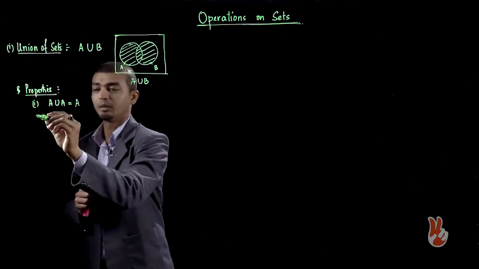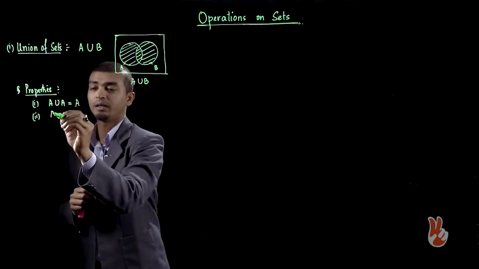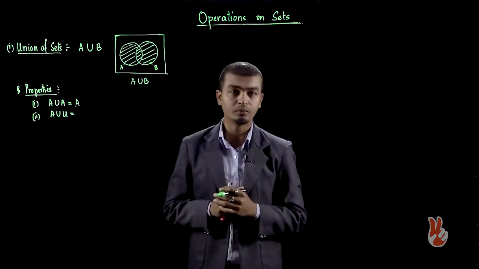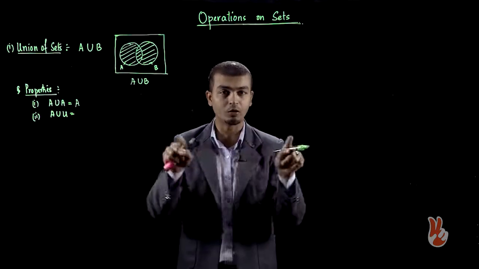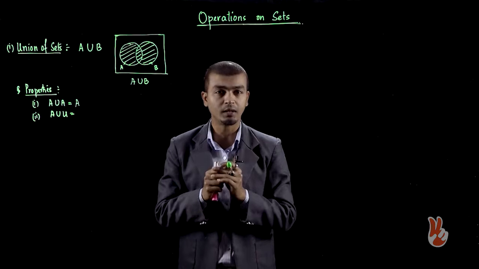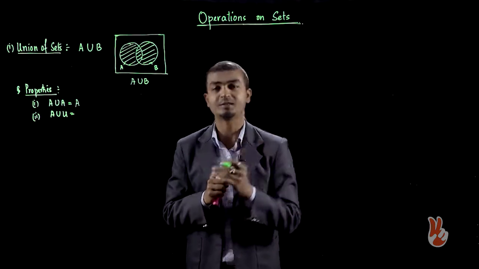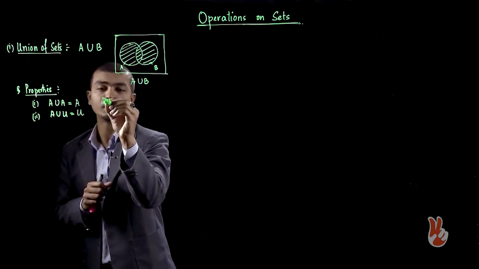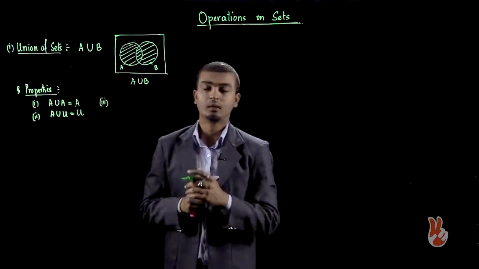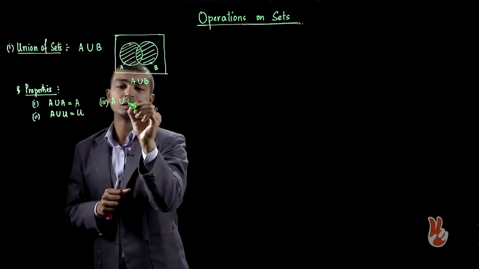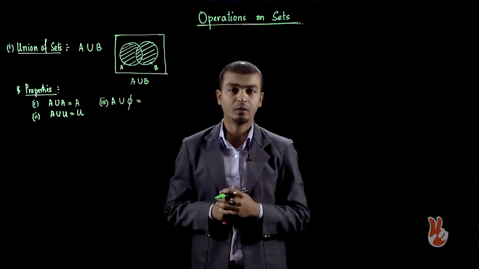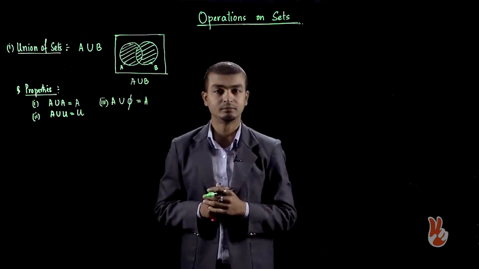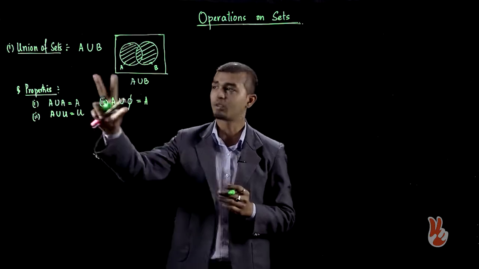Okay. Number 2, if I write A union the universal set U, then what will be the result? The universal whole set with a small set A, then the union will be, yes, it will be the universal set itself. Then number 3 property, A union any empty set phi will be equal to the set A again. Now, this is all about union of sets.